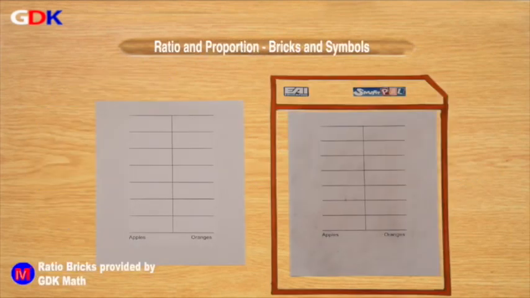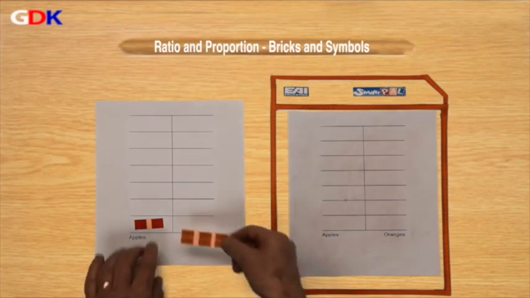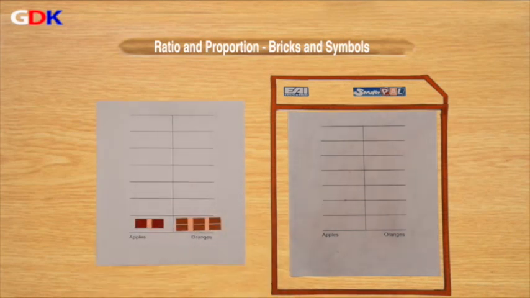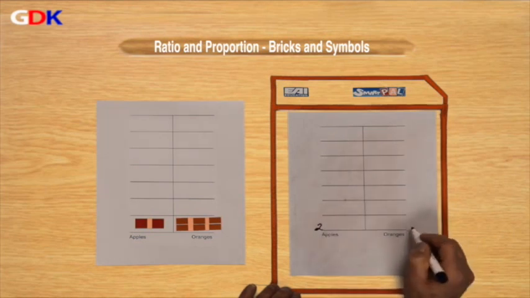We're going to match things in an unequal fashion. In this example, we're going to match up apples and oranges. And we're going to match them up in the following way. We're going to match up 2 apples with 6 oranges. And we're going to record that. So we're going to record that we have 2 apples and 6 oranges.